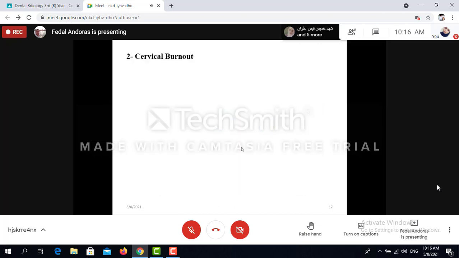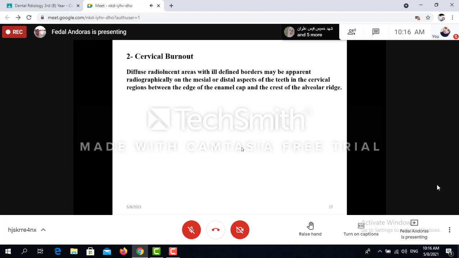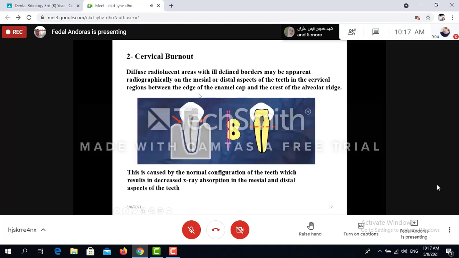There is a term called cervical burnout. Cervical burnout is a diffuse radiolucent area with ill-defined borders, which may be apparent radiographically on the mesial or distal aspect of the teeth in the cervical region, between the edge of the enamel cap and the crest of the alveolar ridge. This is very important because sometimes you might confuse cervical burnout with root caries.